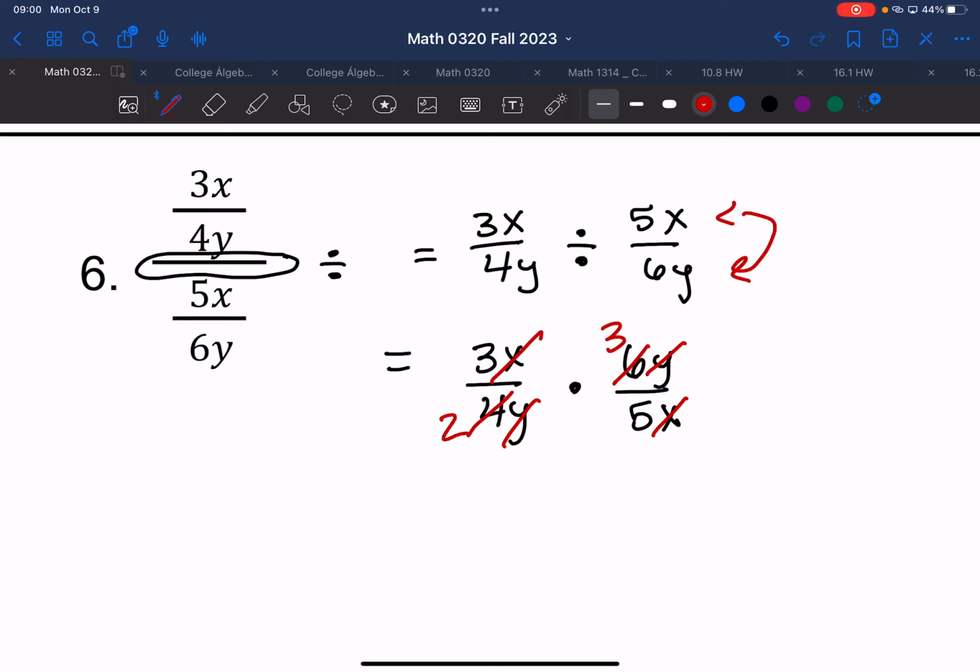Okay. Now that we have everything reduced, we multiply across. What do I have in both numerators? 3 times 3, which is 9. And what do I have in both denominators? 2 and 5, which is 10. So I have my answer of 9/10.